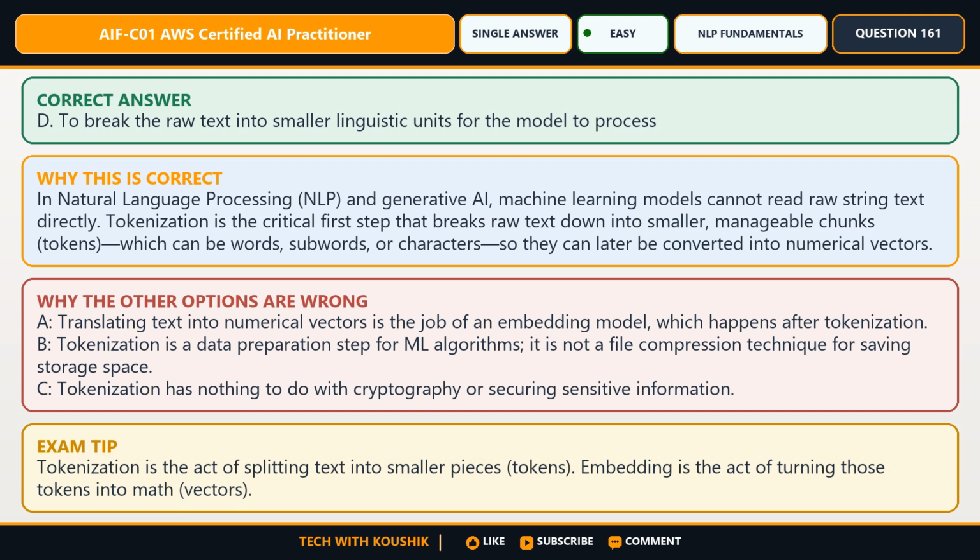A. Translating text into numerical vectors is the job of an embedding model, which happens after tokenization. B. Tokenization is a data preparation step for ML algorithms. It is not a file compression technique for saving storage space. C. Tokenization has nothing to do with cryptography or securing sensitive information. Watch for this clue in similar questions. Tokenization is the act of splitting text into smaller pieces, tokens. Embedding is the act of turning those tokens into math, vectors.